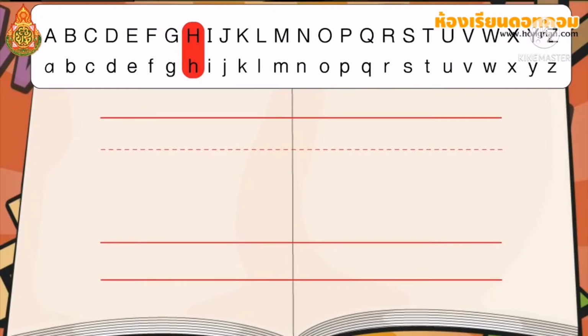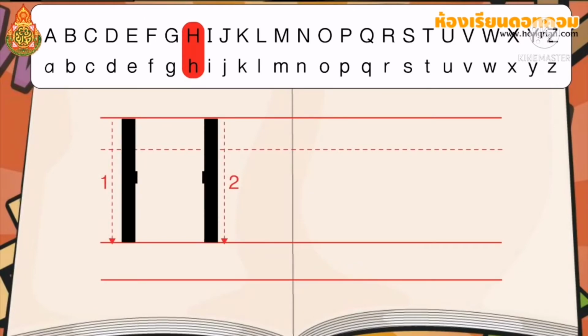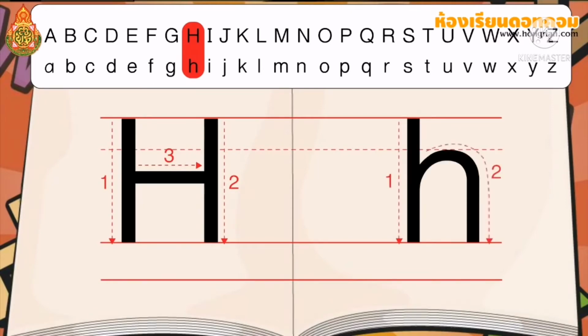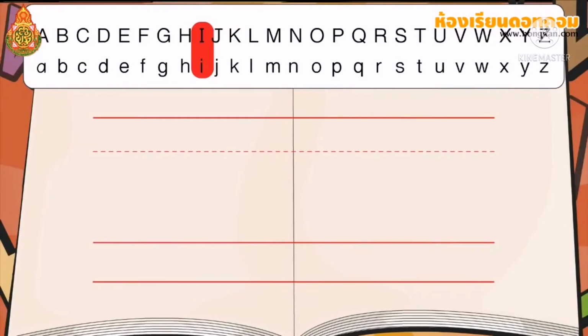Next, capital letter H. Start with 1, 2, and 3. And small letter h. Start with 1 and 2. Next, capital letter I.